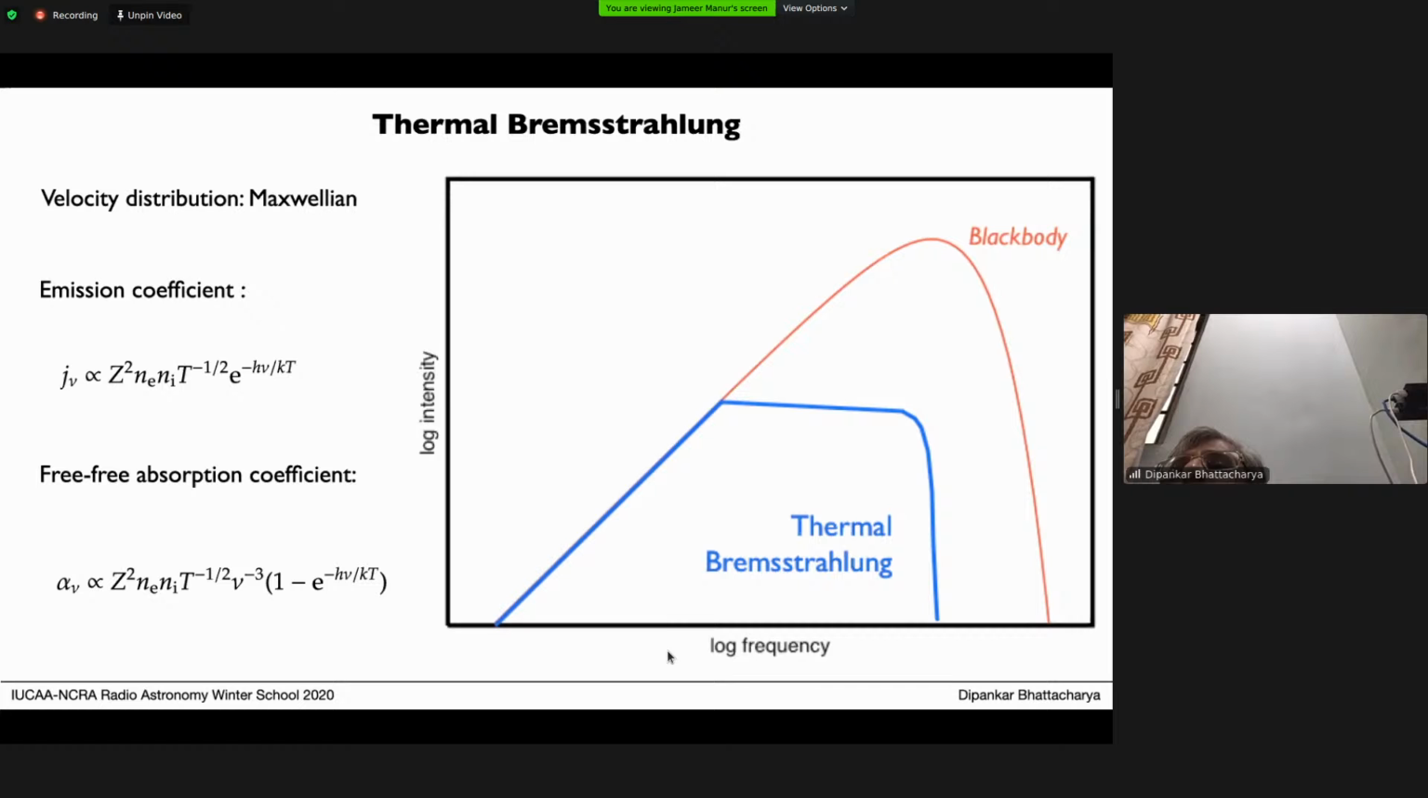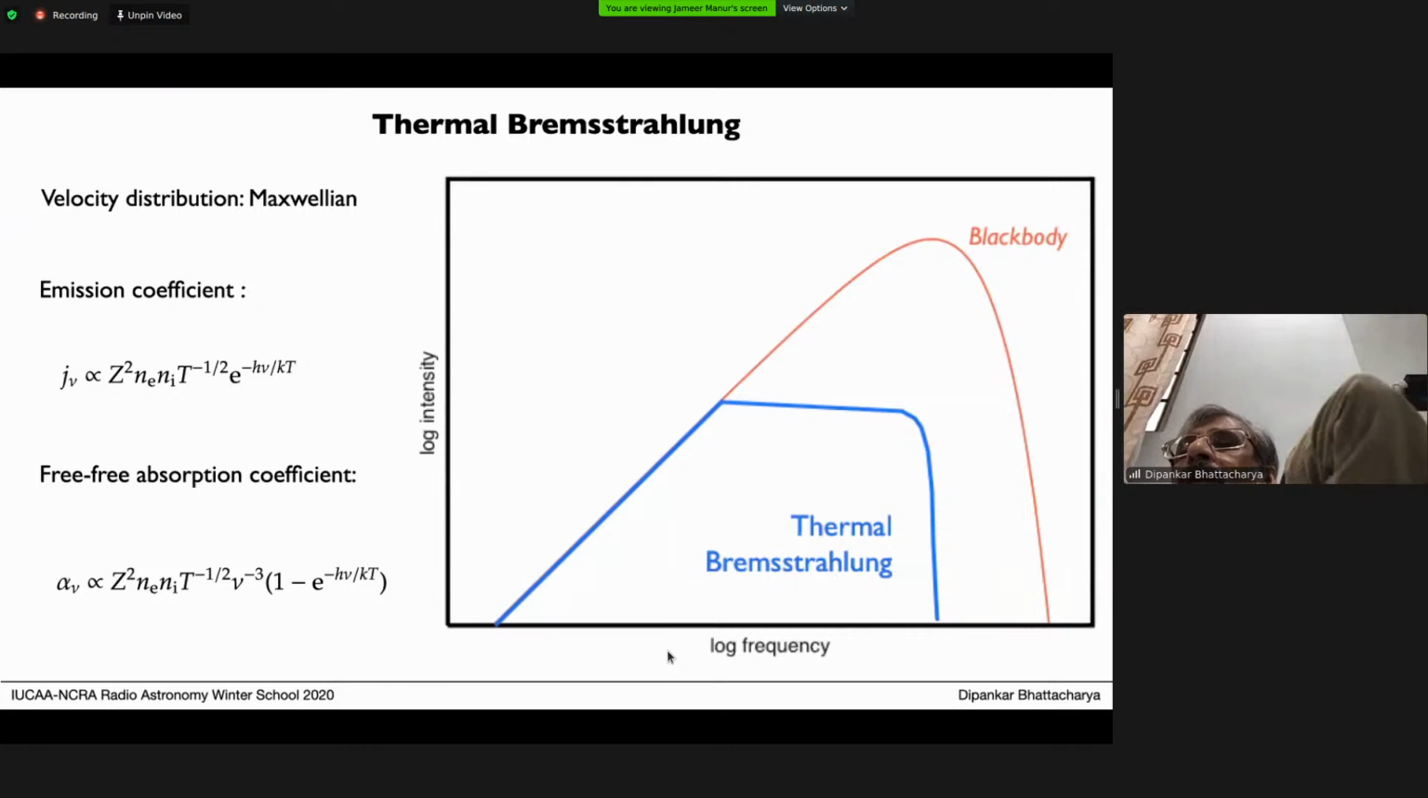And the optical depth is dictated by the absorption coefficient, which has 1 minus e to the power minus h nu by kT. But it also has this factor nu to the power minus 3, that is, frequency to the power minus 3. So as you go to lower frequencies, the absorption coefficient rises rapidly. And that is why at low enough frequencies, it becomes optically thick, and the emission will then hug the blackbody curve. So this is a typical description of a thermal Bremsstrahlung spectrum.